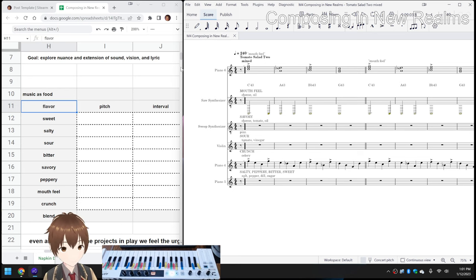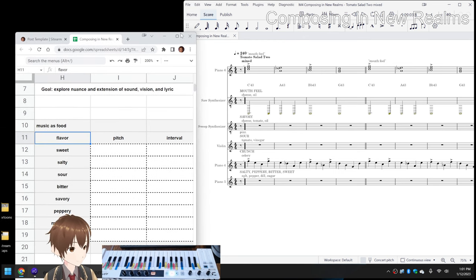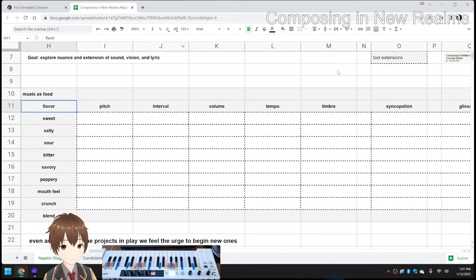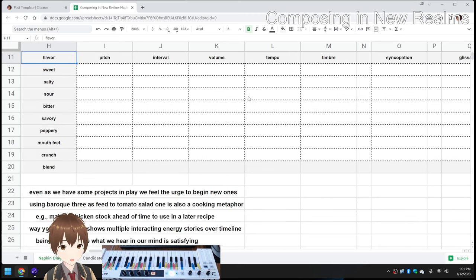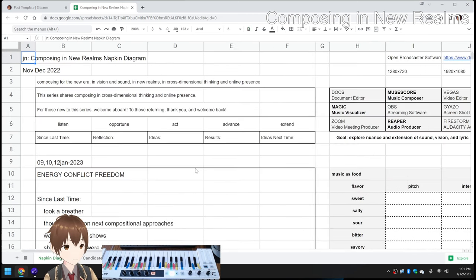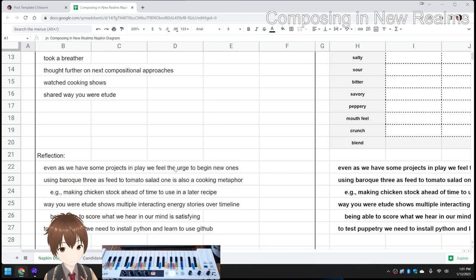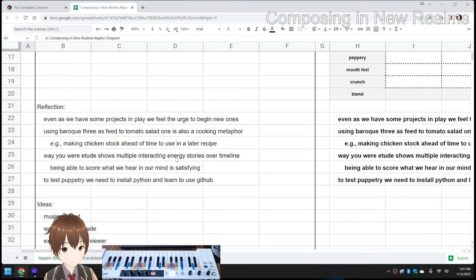Ladies and gentlemen, this is a recap of composing in new realms: energy, conflict, freedom. In today's episode, we re-entered by reflecting. Even as we have some projects in play, we feel the urge to begin new ones. We use Baroque 3 as a feed-in to Tomato Salad, Baroque being one of our current projects, Tomato Salad being a new one. And we came up with some even more metaphors.